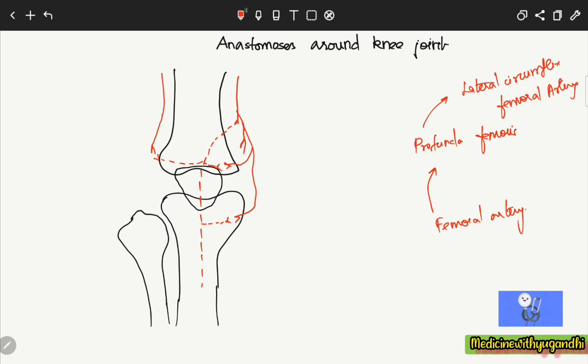This branch anastomoses with the superior lateral genicular artery from the popliteal artery. So laterally and below the condyle, it is somewhat complicated.